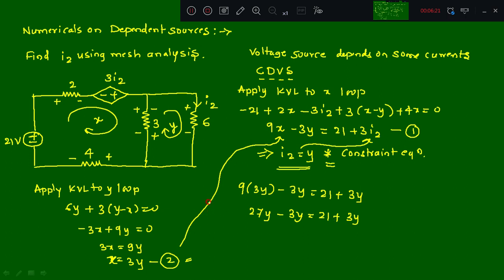Upon simplifying, so what we will get? It is 21y is equal to 21. So therefore y will be what? 1 ampere.